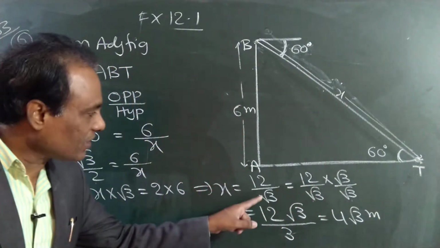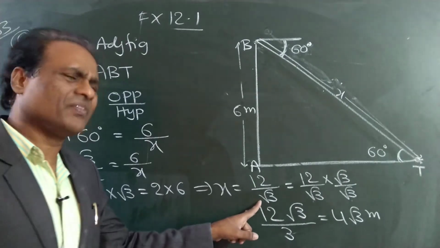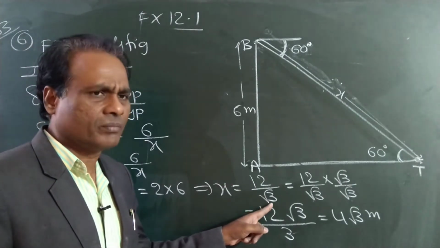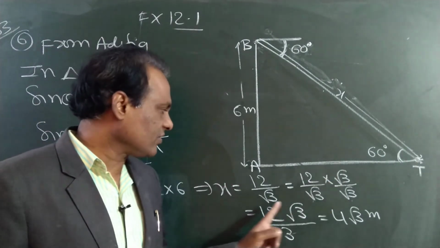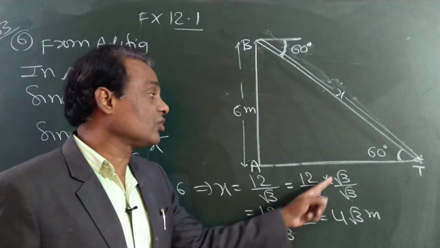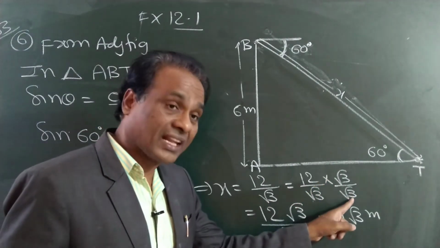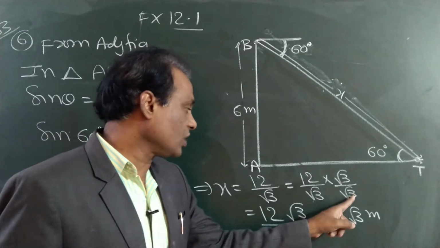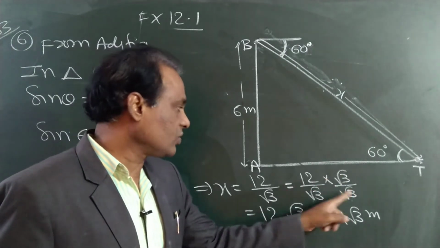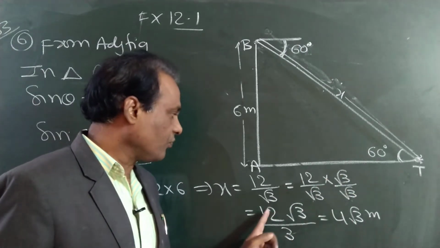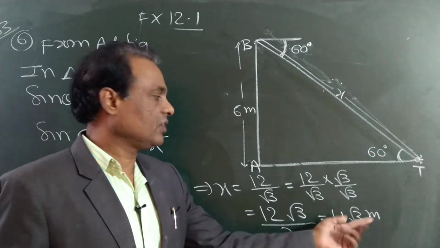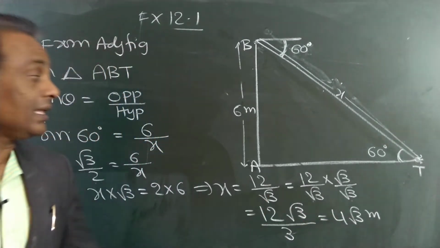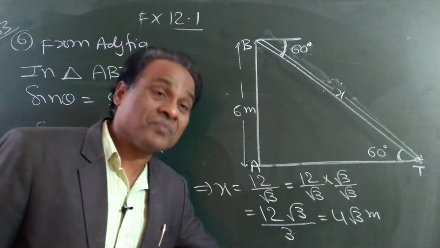See, actually 12 by root 3 is correct. But whenever we get this denominator in root form, we rationalize it. The rationalizing factor of root 3 is root 3. So if you multiply root 3 with another root 3, it will become 3. So 12 root 3 by 3. 3 fours are 12. So 4 root 3 is the answer.